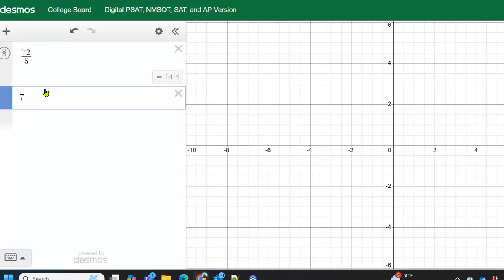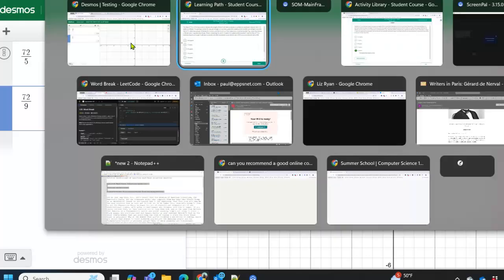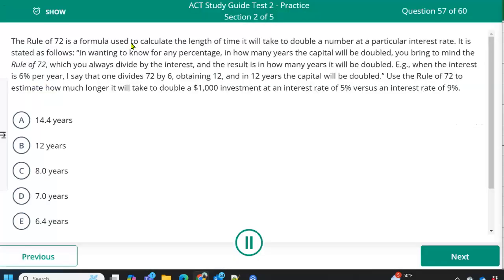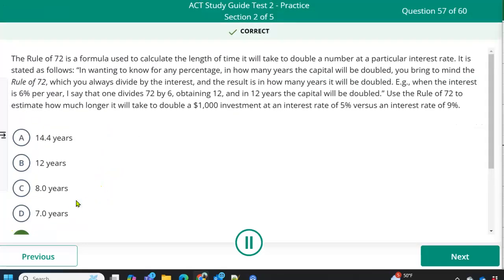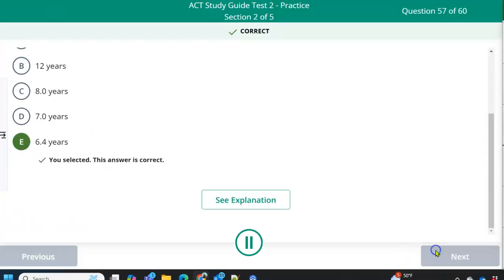So then we'll do 72. Well, I actually know what 72 divided by 9 is. It's 8. So it's going to take 6.4 years longer at 5%. There it is, 6.4. Okay.